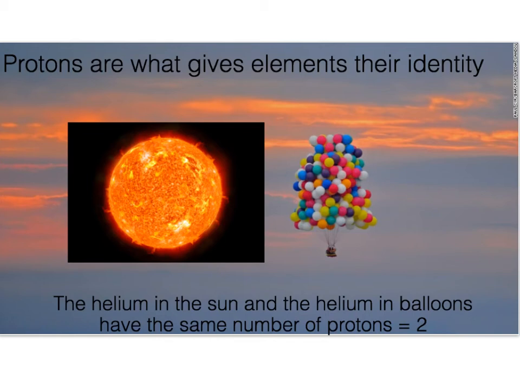So protons are, in fact, what gives an element its identity. So if you get helium from the sun, which is mostly helium, or if you have helium in a balloon, as in the case of this crazy person who seems to be in a lawn chair or something like that, floating off into the distance, in both of those cases, helium is going to have the same number of protons, because what makes an element is in fact the number of protons that it has. And in both of these cases, helium has 2 protons in its nucleus.